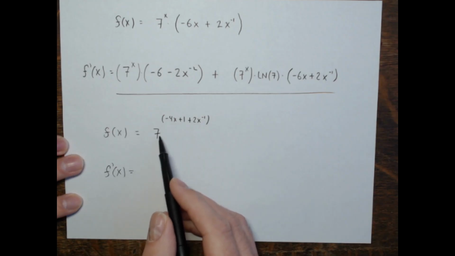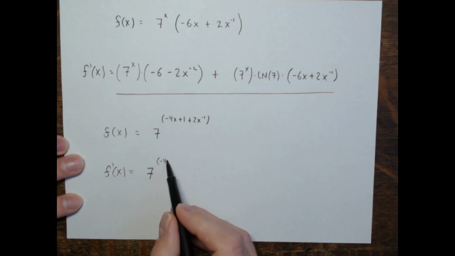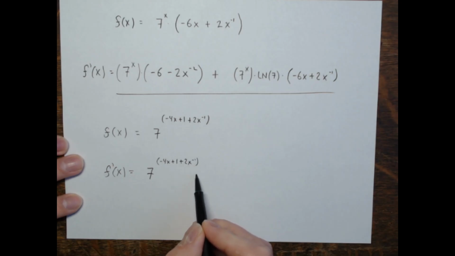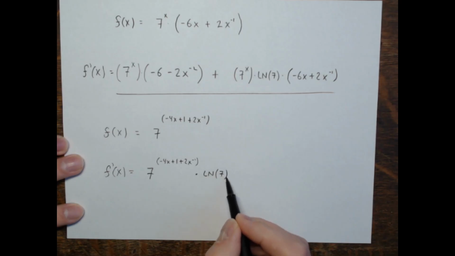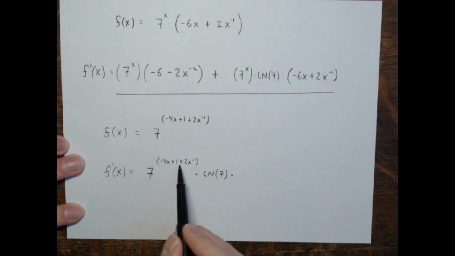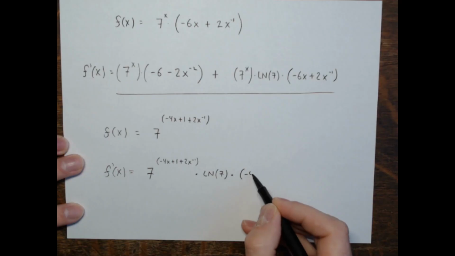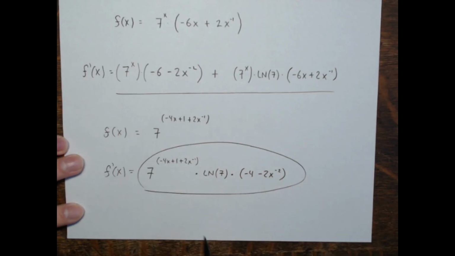So again, the derivative. And the derivative of an exponential function is itself. So I'm writing it again. Same thing, but then don't forget, times the natural log of the base, then chain rule, multiplied by the derivative of that thing inside the power, which would be -4, -2 times x to the -2. So this is what I'm typing.